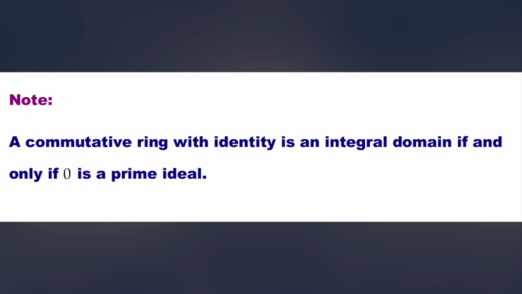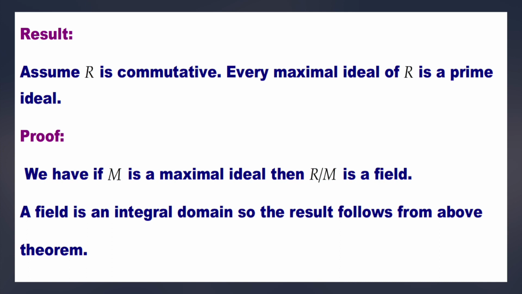Note that a commutative ring with identity is an integral domain if and only if 0 is a prime ideal. Previously, we discussed that every maximal ideal is prime. Now, we will prove it here in this result. Assume R is commutative, every maximal ideal of R is a prime ideal. Proof? We have if M is a maximal ideal, then R by M is a field. A field is an integral domain, so the result follows from the above theorem.